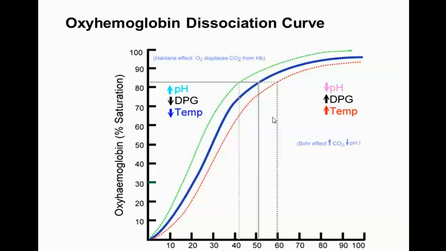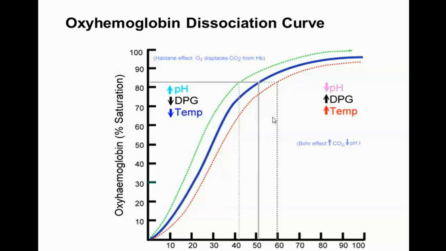Okay? It's clear? So what makes it shift to the left and what makes it shift to the right? What makes it shift to the left, everything decreases. Decrease in temperature, decrease in DPG, decrease in hydrogen, which means an increase in pH. Decrease in CO2. All of this occurs at the lung, okay.